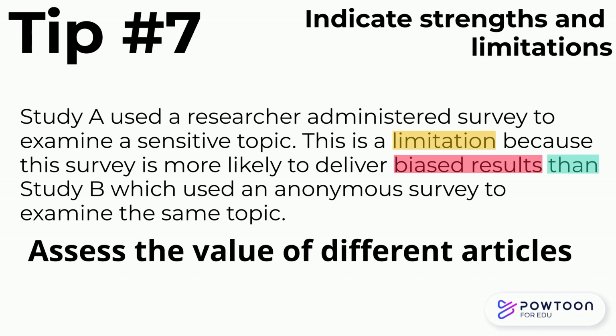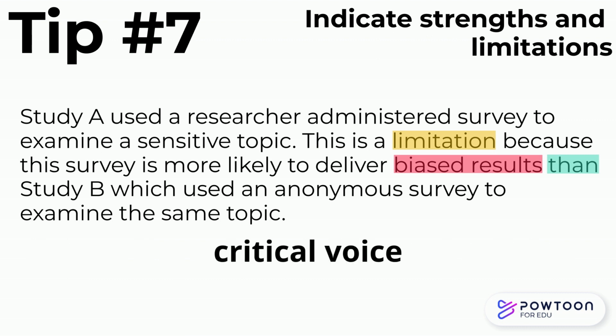The author uses the specific words limitation and biased results to identify a limitation of Study A, which helps shape the reader's interpretation of this research. The comparison between studies A and B is indicated with the word than. This comparison is a form of analysis, which is an important component of critical voice.